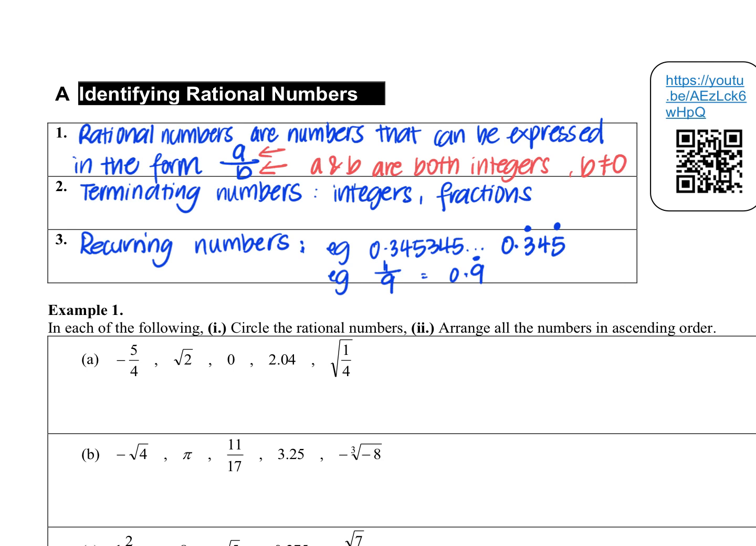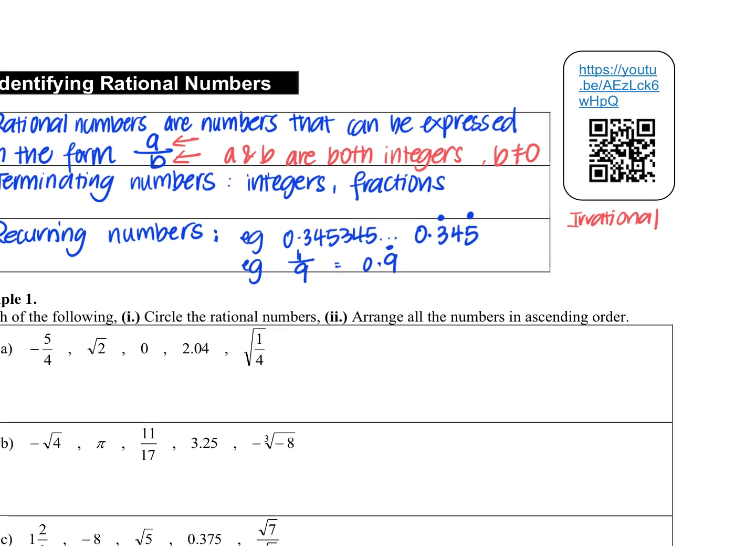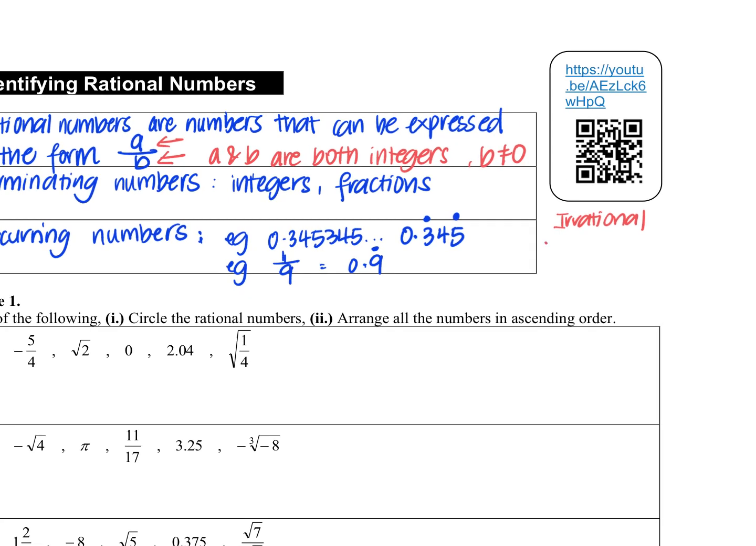Vice versa, if I have numbers in other patterns, all these are called irrational numbers. If it's not rational, it must be irrational. So what are irrational numbers? An irrational number cannot be written as a fraction. An irrational number does not end, does not terminate, and does not have any repeating pattern.